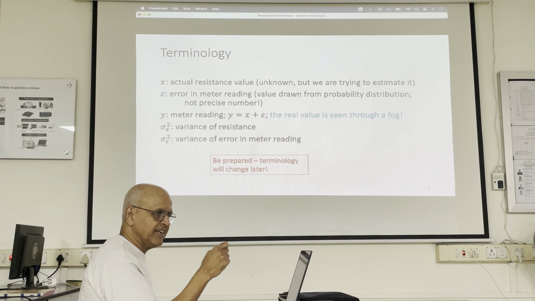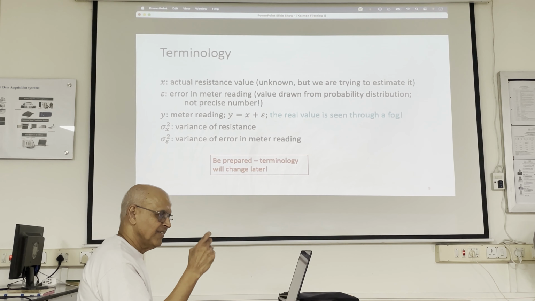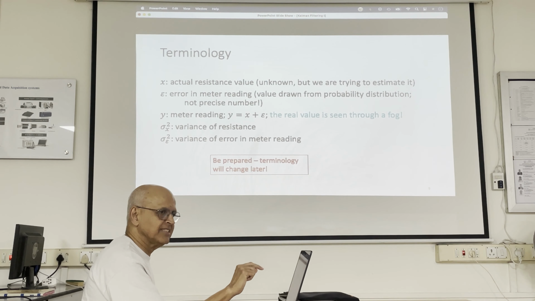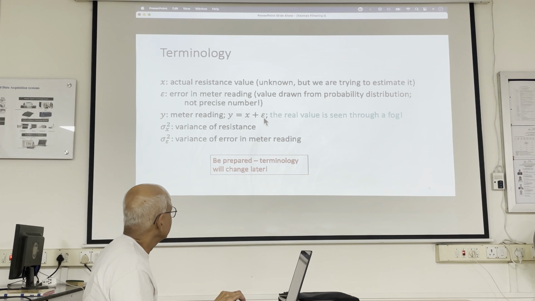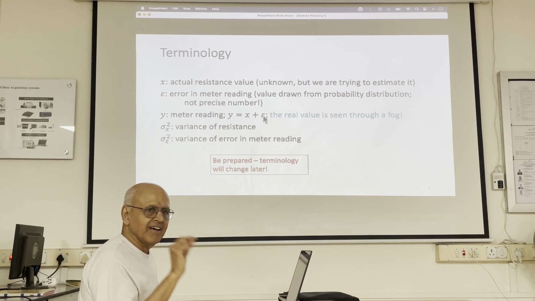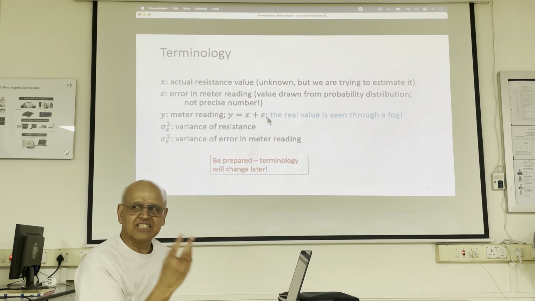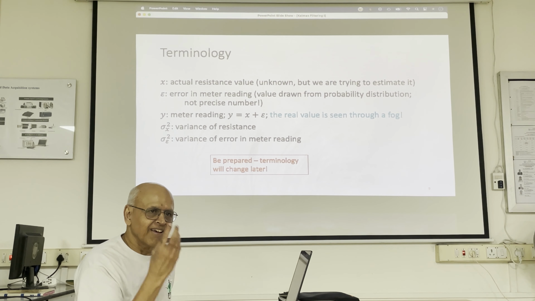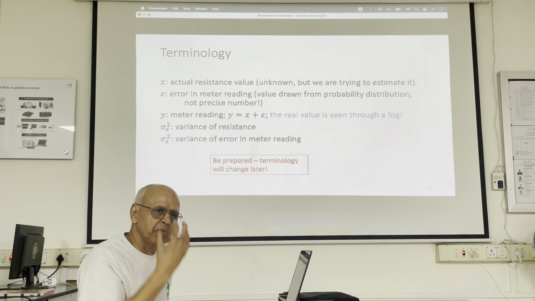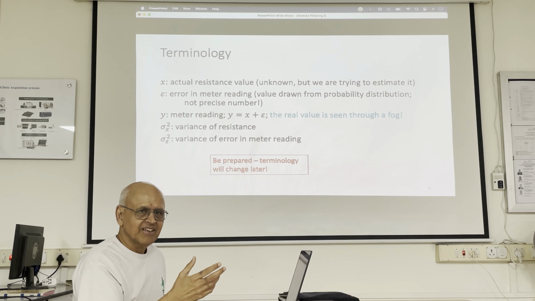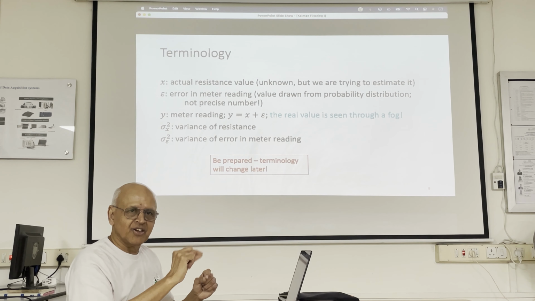So multiple meter readings are giving you a different view of the same X. X is not changing. It's the same X, but why is the meter reading different each time? Because there is like a fog. So this is the error. Epsilon is not known precisely, because if you know epsilon precisely and you know y precisely, I can get X as y minus epsilon. Epsilon is a statistical characterization. Epsilon is not a precise number. It's a sample from a distribution. So that epsilon is itself shifting around.